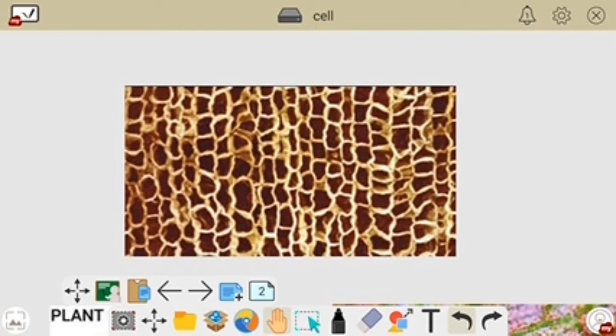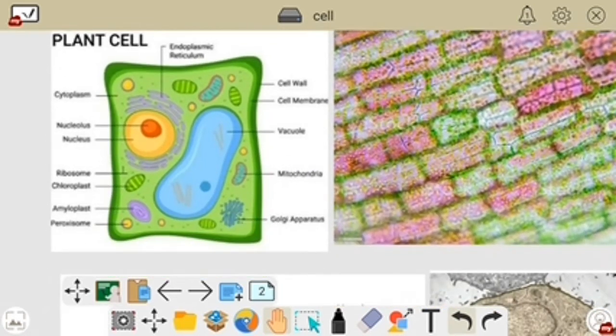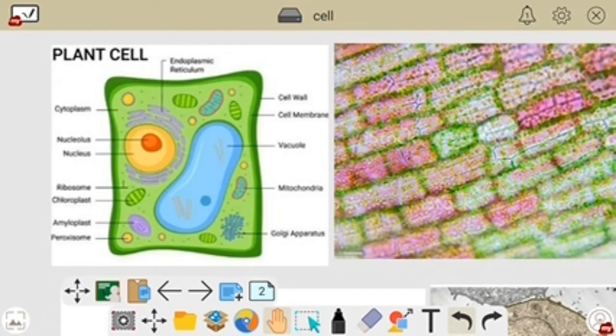Let's see the cell wall. So it is a thick wall of plant cell. It helps to hold the other cell, and it gives us the strength. So first let's see how the plant cell looks like. Here is a plant cell, and as you can see the thick layer is called cell wall.